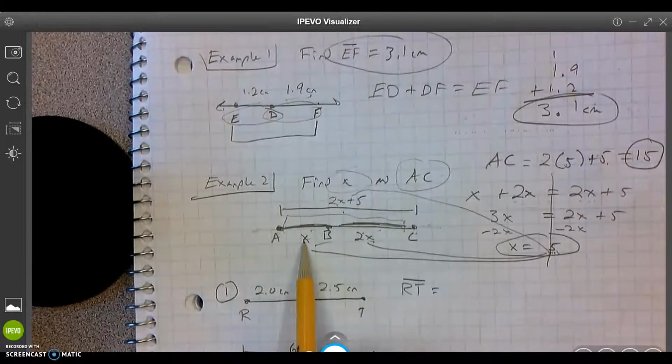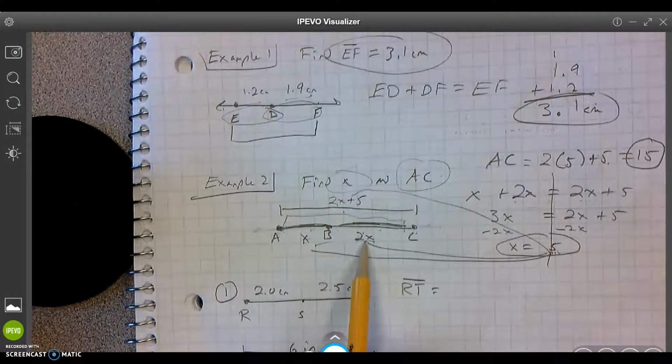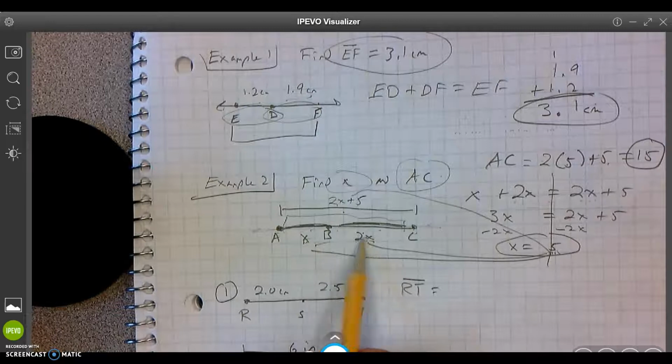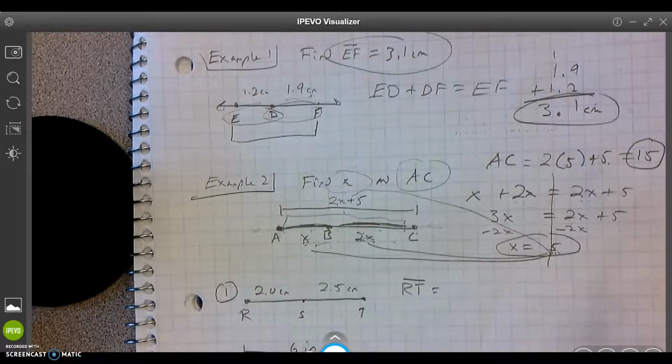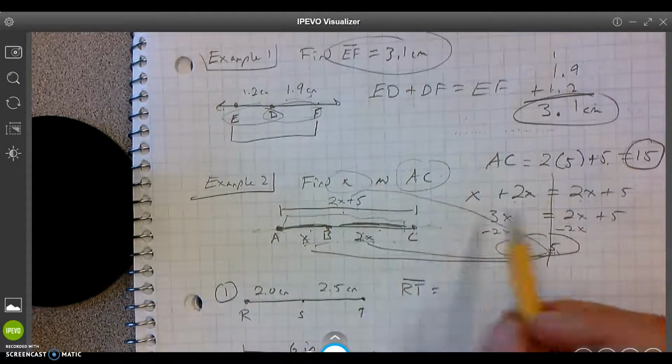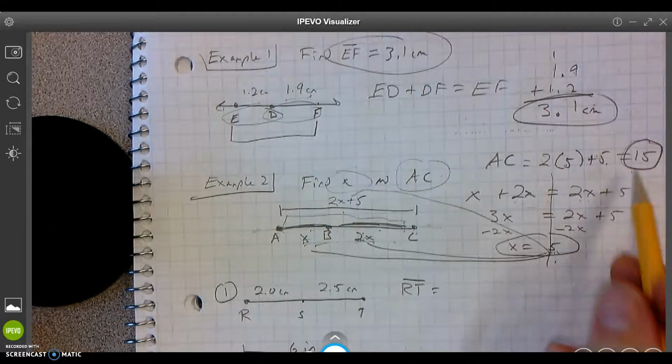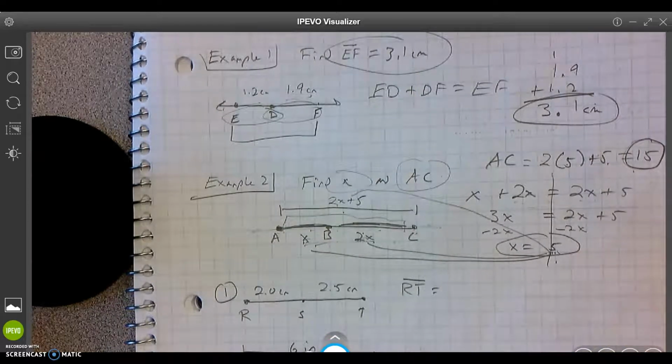Cool. Would that make sense here? 5 and 2 times 5 is 10. 5 plus 10 is 15. Yeah, so if I did it the other way, I get it right too. So bump, bump, bump, bump. X is 5 and AC is 15. Got it. All right. Nice job, everybody.